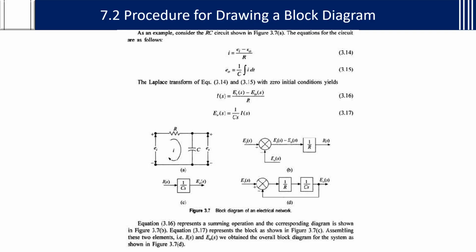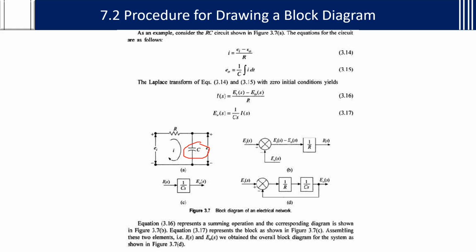We will see an example for this. Here the example is in the form of an electrical circuit. You can write the current from this. Total current I is equal to voltage E1 minus E naught by resistance R. Then E naught across the capacitor we need to find. E naught is equal to 1 by C integral I dt, which is the formula.